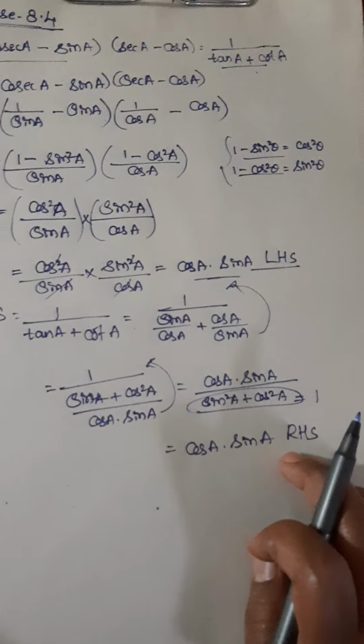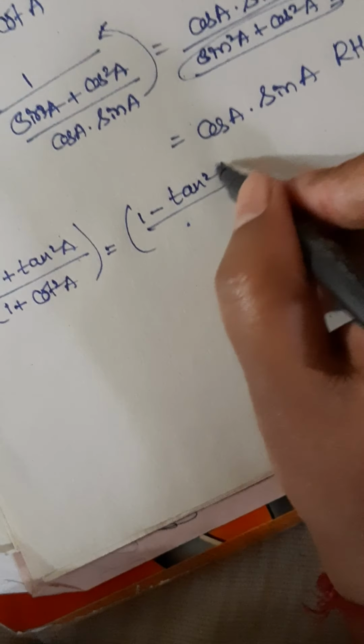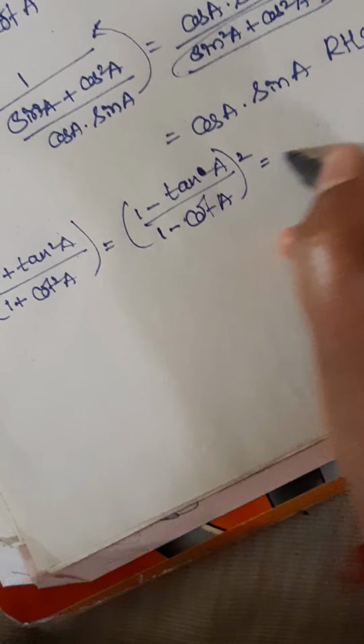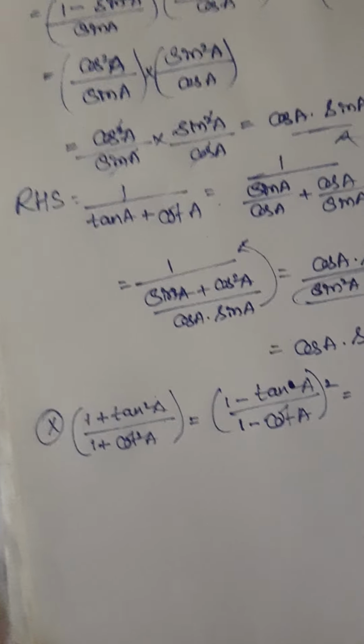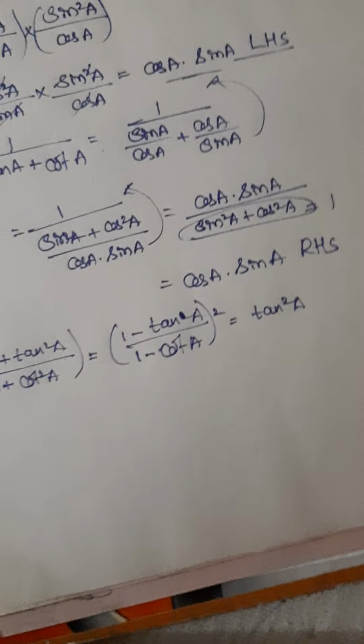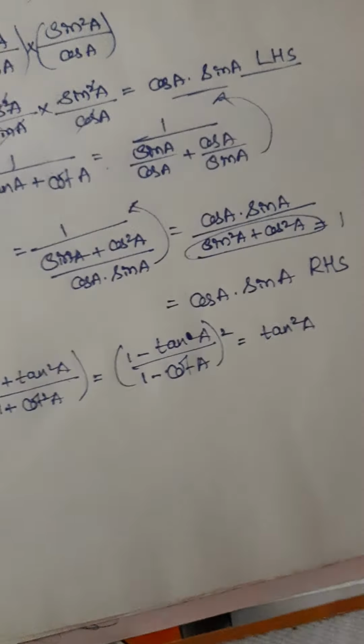Here, (1 + tan²A)/(1 + cot²A) = ((1 − tan A)/(1 − cot A))² = tan²A. See, in all the problems we just had only two things, LHS and RHS, but in this problem we have three things. They have not given LHS and RHS like that.